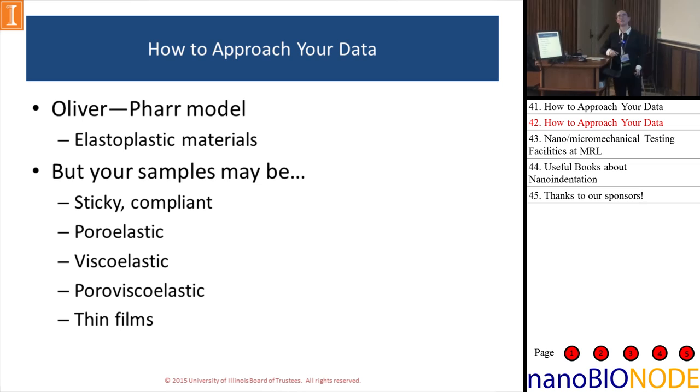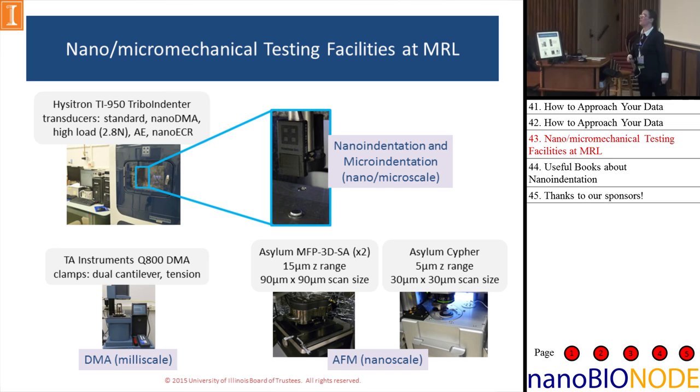This is a series of pictures of the toys I have to play with, which means the toys you have to play with. I have a nano indenter with a micro indenter attachment, which is where I took all the data from today. DMA usually set up to do tensile testing, but you can also do dual cantilever bending or single cantilever bending. Two AFMs that are like this, and one AFM like this. They're all wonderful and easy to use. These are the ones that can do what Scott and Ted were talking about yesterday.